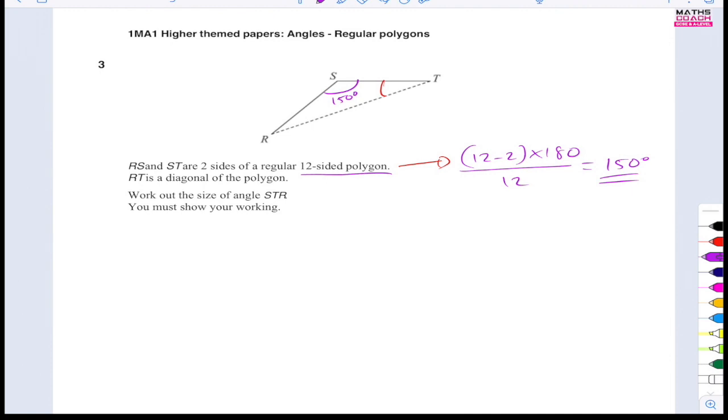And what do we have? We have an isosceles triangle right there. Why is it an isosceles triangle? Because it was regular, so these sides are exactly the same. That side and that side are exactly the same. Therefore, if it's an isosceles triangle, then these two angles will be exactly the same too. They will be equal. So I do 150 take away from 180. That gives me 30. And then I'll do 30 divided by 2, which is 15. So angle STR is equal to 15.